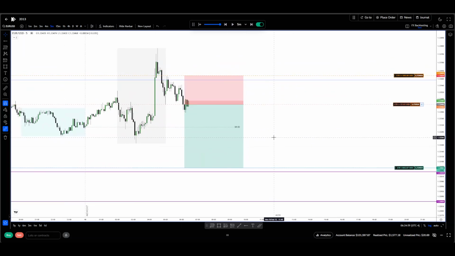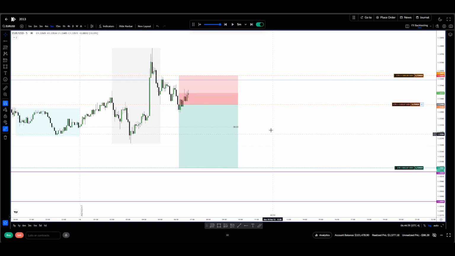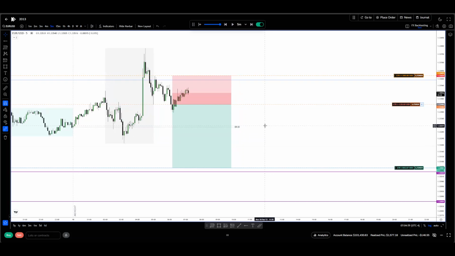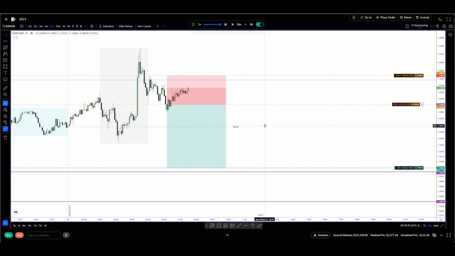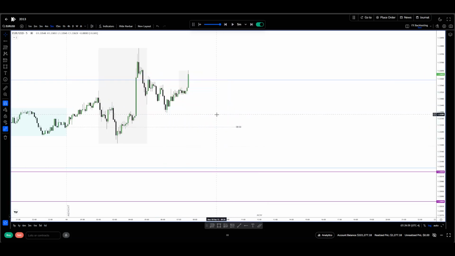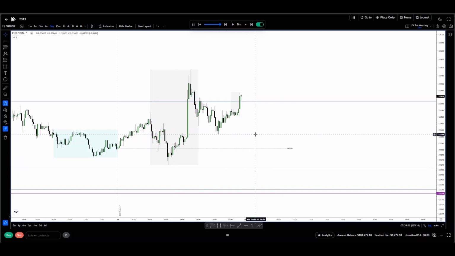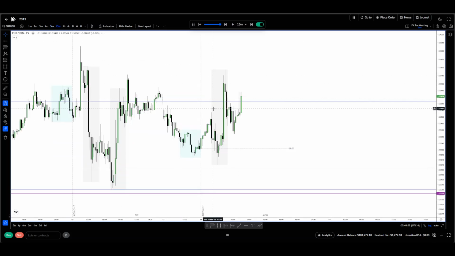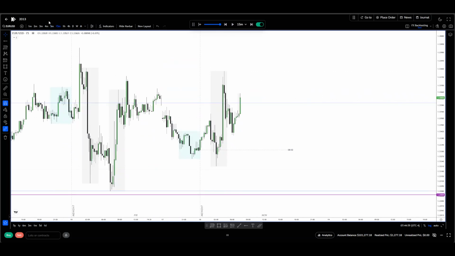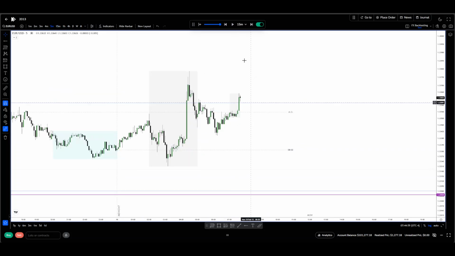So I'm in, and I'm stopped out. Yep, not a good trade. I didn't notice the speed right there, but okay. And yes, we're trading against 15-minute order flow. Okay, I know.